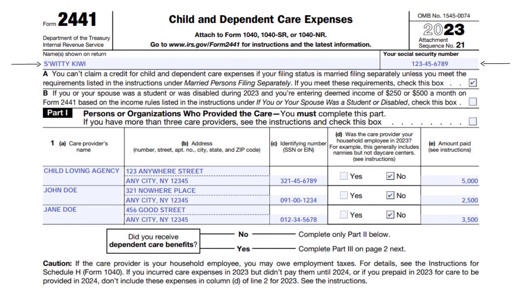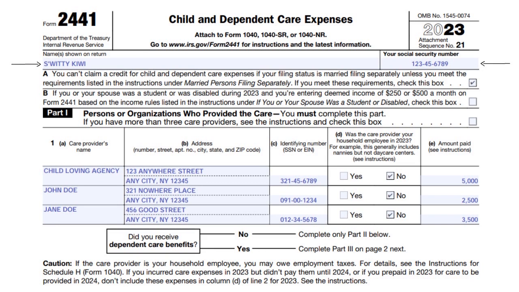And then you have to put the identifier number. So in this case, because it is a company, it is an organization, you have to put an EIN. And so you have to answer the question in column D. So was the care provider your household employee in 2023? No. So you have to put no, and it's no for everything. And so you have to put on the same line here the amount that you paid to that organization. So in this case, $5,000.